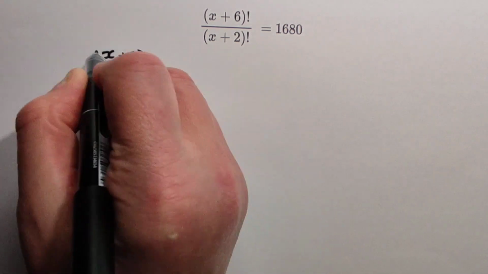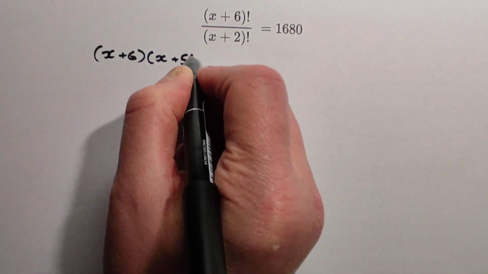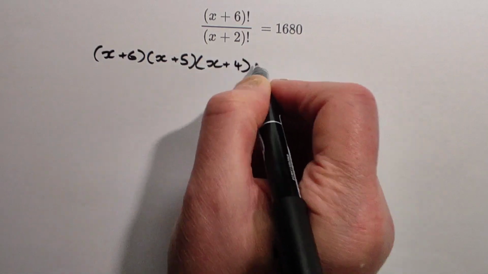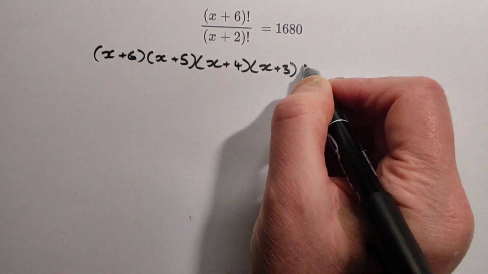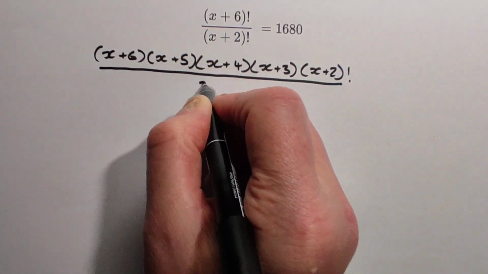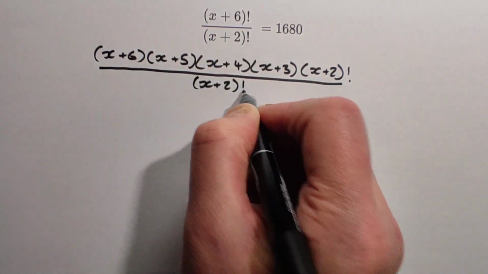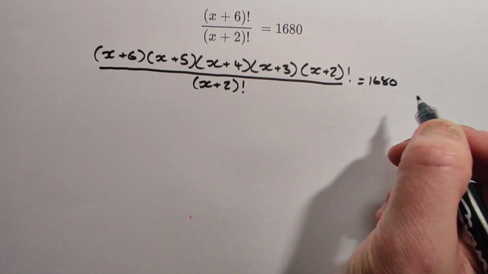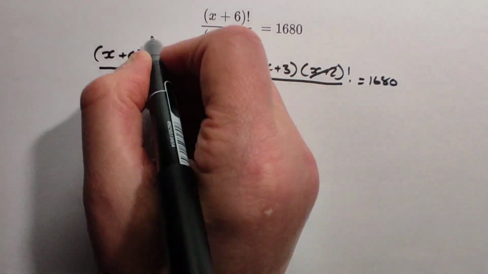Okay, let's start by expanding out these factorials. So we've got x plus 6 is x into x plus 5, into x plus 4, x plus 3, and we can stop at x plus 2 factorial because we know the denominator is x plus 2 factorial, and that will allow us then to cancel that out and simplify.